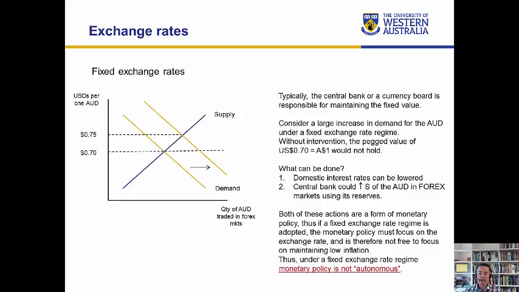So number 1 involves moving interest rates up and down. Number 2 involves changing the domestic money supply effectively. These are both monetary policy type measures. And so what you can see here is that monetary policy is being used to keep the exchange rate at 0.7. Therefore, monetary policy cannot be used to keep inflation low or to target a low inflation rate.